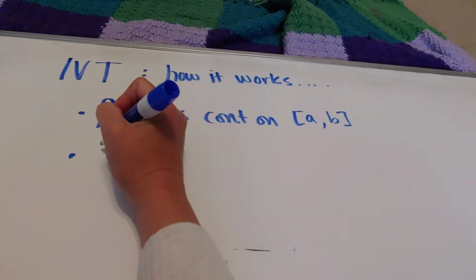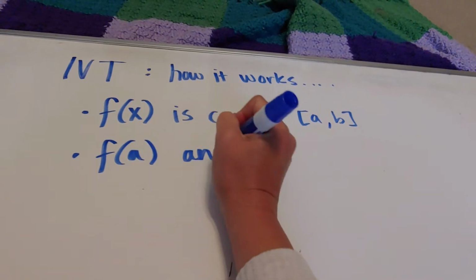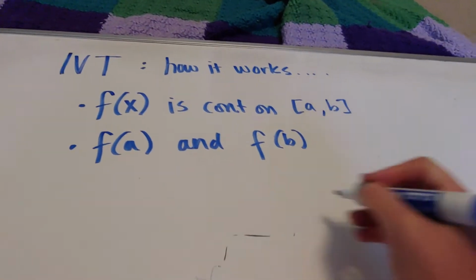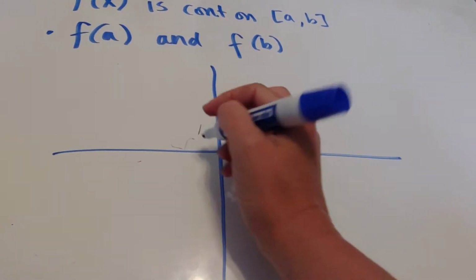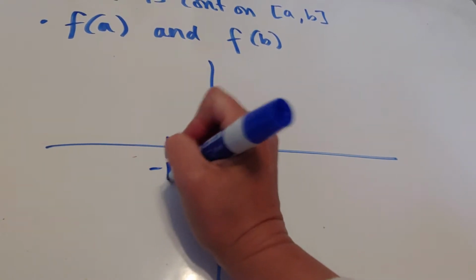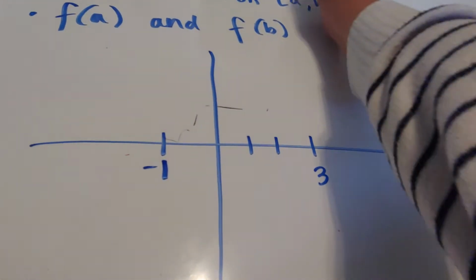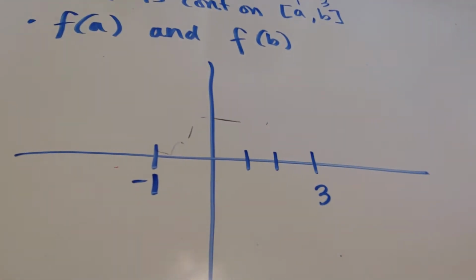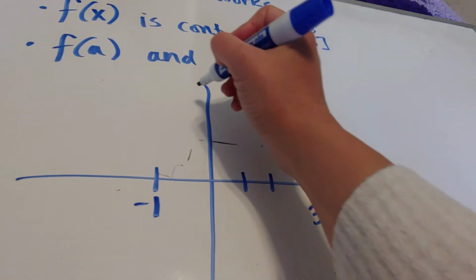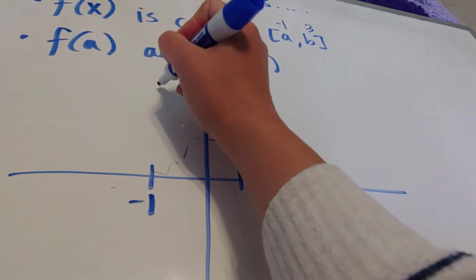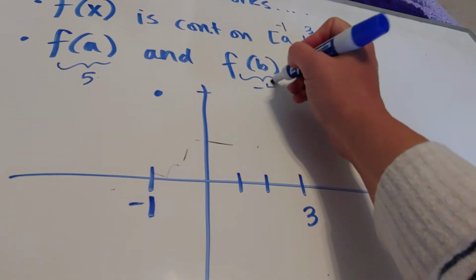The other thing that we're going to talk about, which is a little bit strange, is the endpoints, which are f of a and f of b. Okay, so let's go ahead and just draw a picture. Let's say that I know that it's continuous from -1 to 3. So let's say that's my a and b, -1 and 3. Now let's pretend that for -1 I have a y value of 5. So this is 5. And let's say that my y value over here is -4.